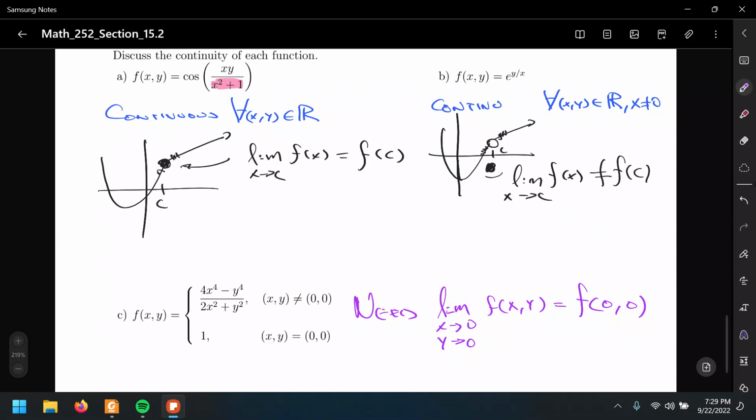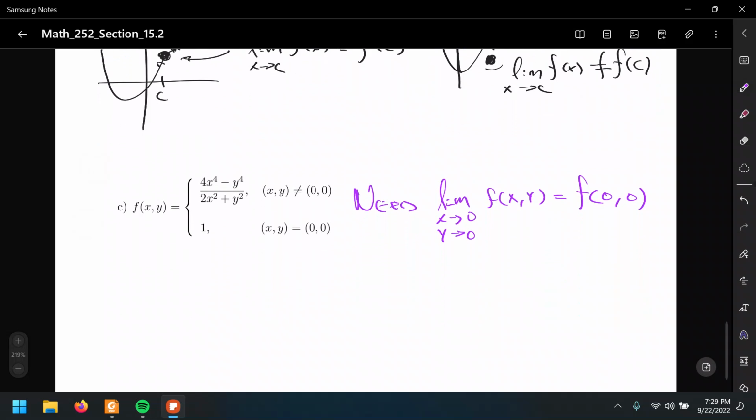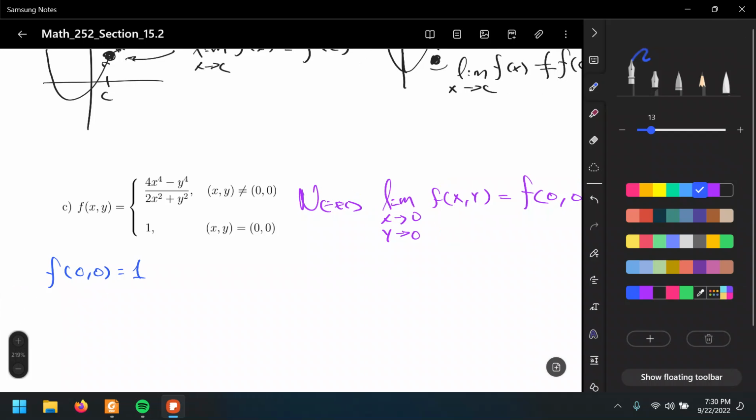So we're going to do one calculation at a time. Number one, the easiest one. Let's evaluate the function. What is f of 0, 0? Well, in this case, we have this ugly looking expression with the condition that we cannot plug in the point 0, 0. However, the other condition here states that whenever x and y are exactly equal to 0, the value of the function is 1. Alright? So that's number one.